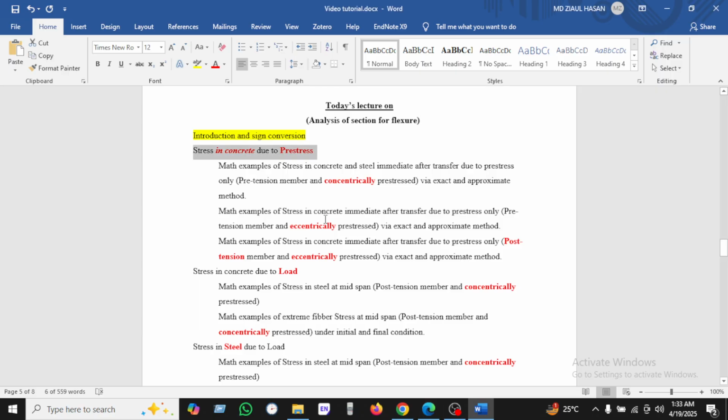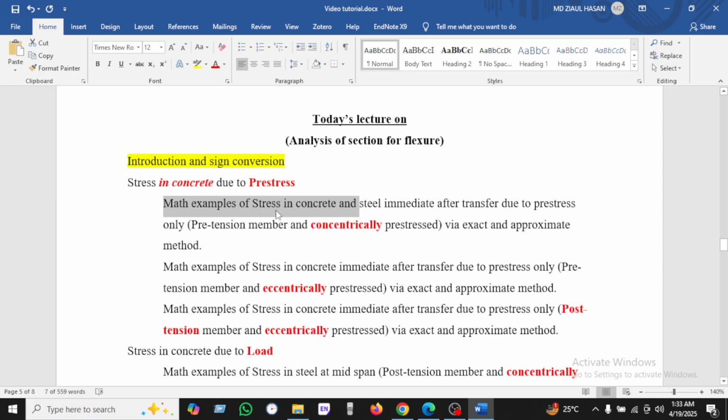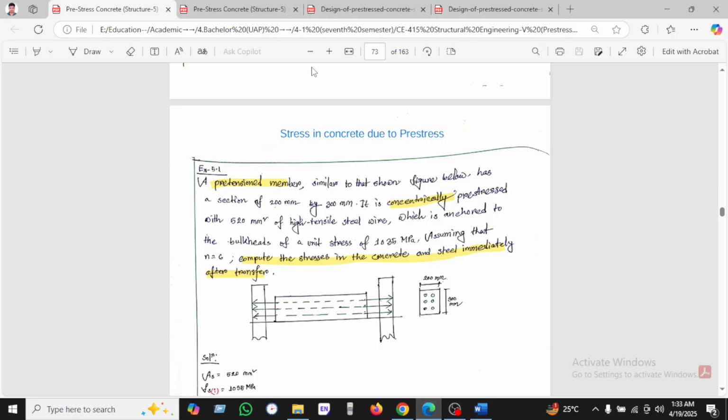Okay, so let's see the math example. I am zooming in. The math example of stress in concrete and steel immediately after transfer due to prestress, pre-tension member, concentrically prestressed, by exact and approximate method. So let's see here.